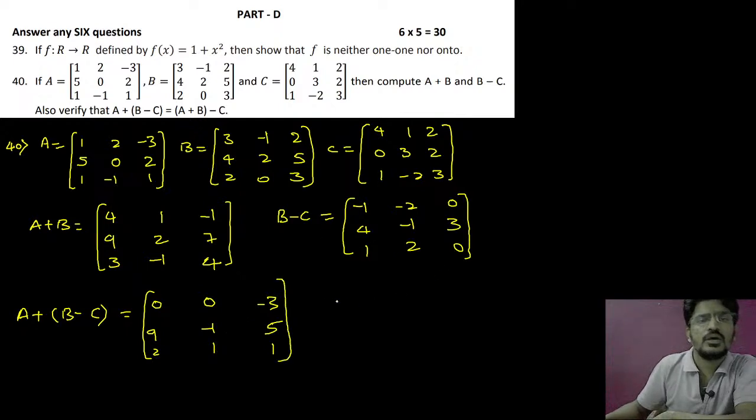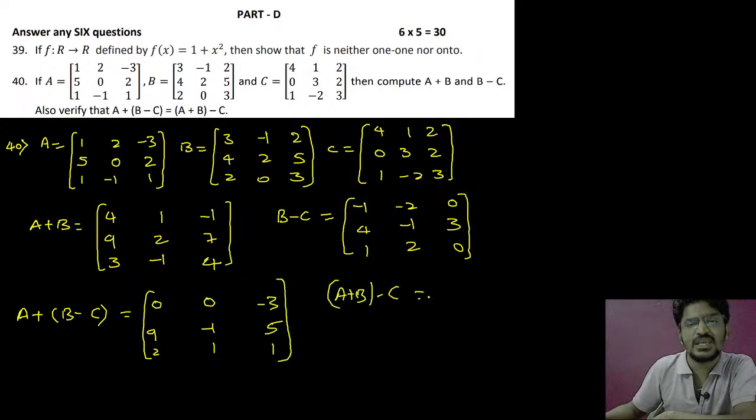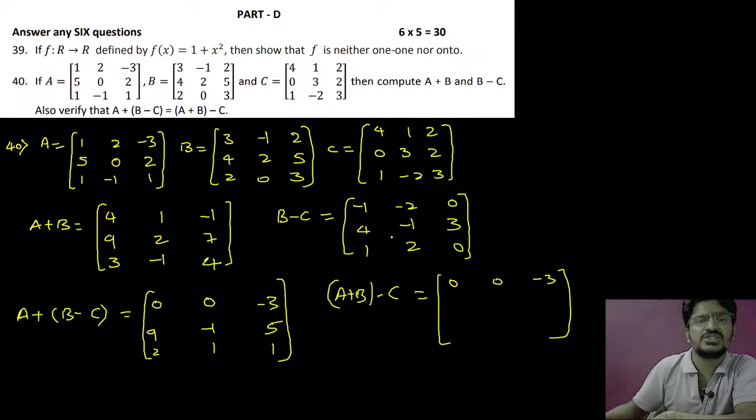Now we have to calculate (A plus B) minus C. So 4 minus 4 is 0, 1 minus 1 is 0, minus 1 minus 2 is minus 3. 9 minus 0 is 9, 2 minus 3 is minus 1, 7 minus 2 is 5, 3 minus 1 is 2, minus 1 minus minus 1 means plus 1, plus 2 is 2, 4 minus 3 will be 1.